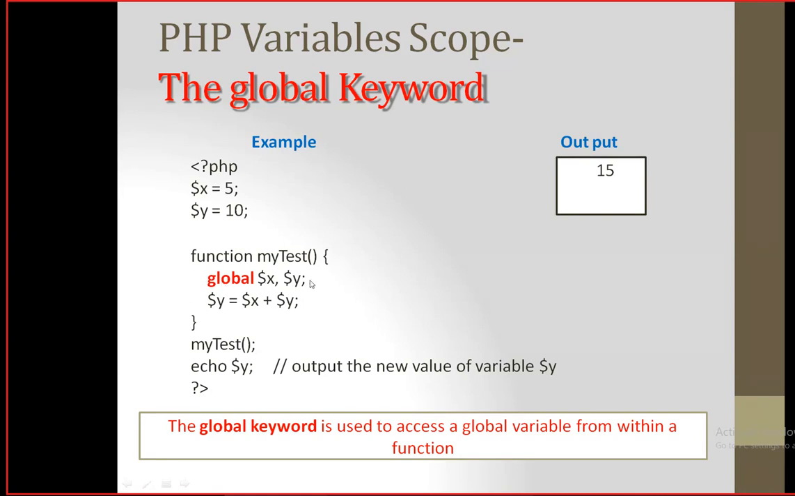And if I declare these variables with the keyword global inside my function, then I am able to access the global copy of those two variables. And then I can perform any operation. So here I am performing their addition and storing the result back inside y. So when I print the value of y outside my function, right, you can see the output will be visible, right? So with the global keyword, we can access any global variable inside the function.